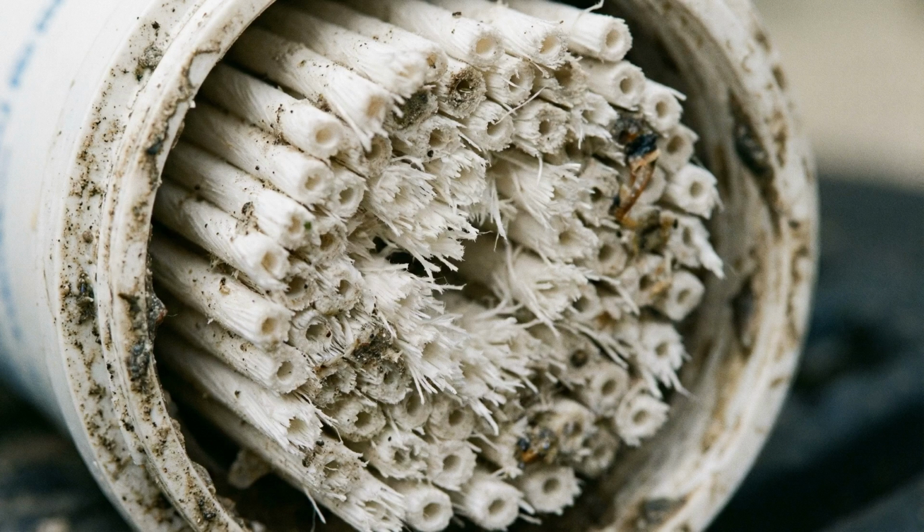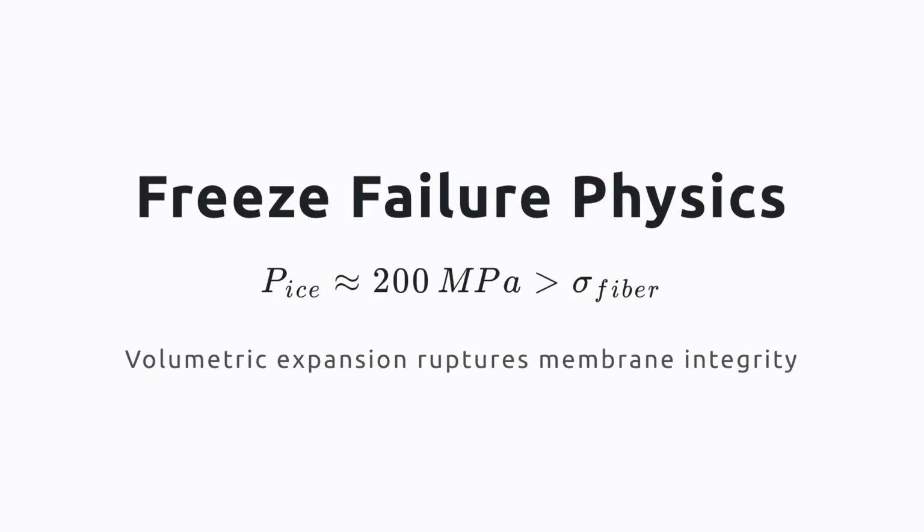Inside the casing, thousands of U-shaped microtubes operate via hydrostatic pressure. This design maximizes surface area for flow, but creates a catastrophic structural vulnerability when thermodynamics comes into play. Water expands by approximately 9% during the phase transition to ice. If moisture remains trapped in the fibers, this volumetric expansion generates pressure, P ice, that exceeds the tensile strength, sigma, of the polymer walls, causing microfractures.